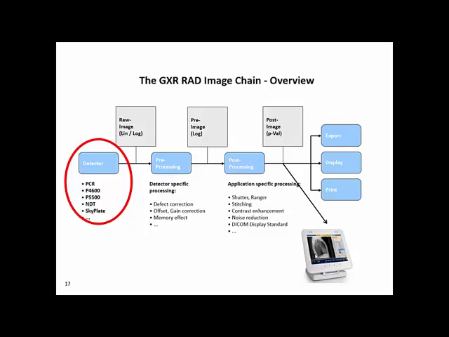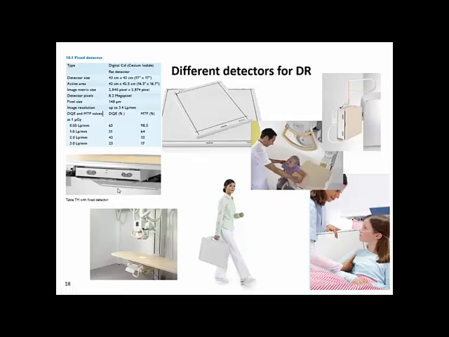Coming now to detectors themselves, this is the first step in our image chain. Detectors could be a PCR plate, could be the fixed 4600 detectors, could be the SkyPlate. All detectors are adapted by our detector software. What happens here? We have different detectors available for DR technology.